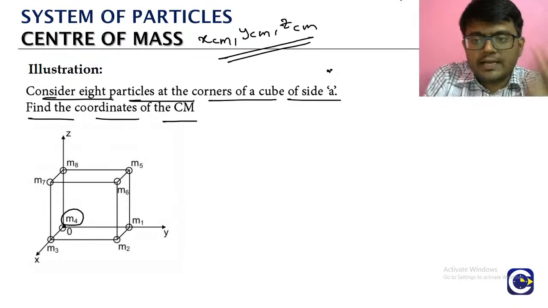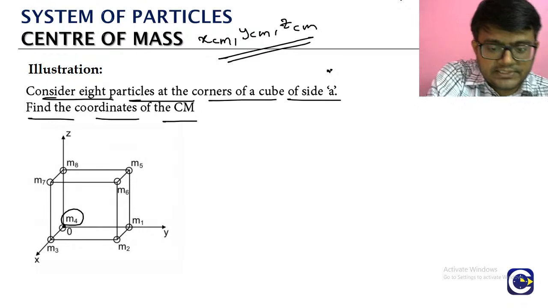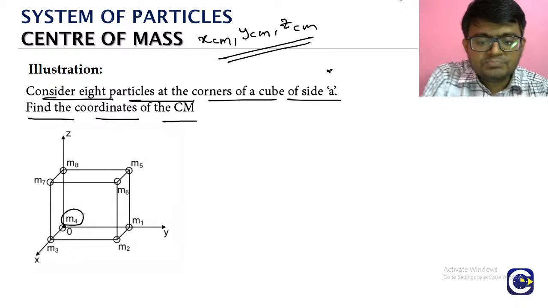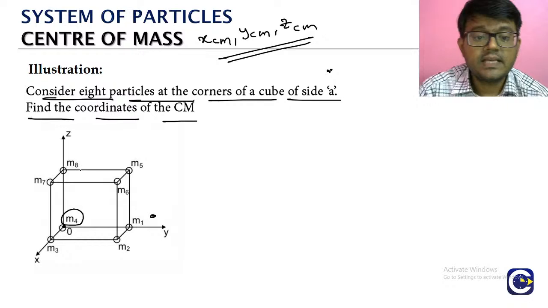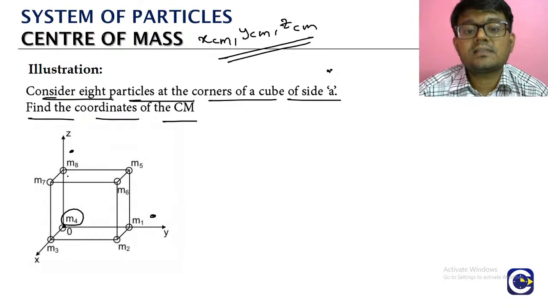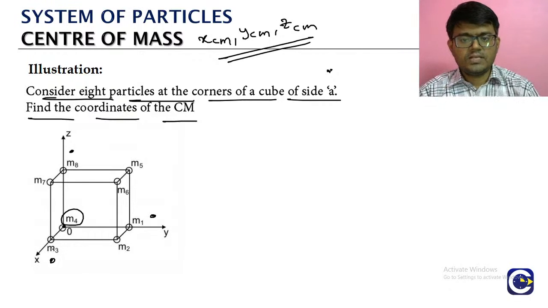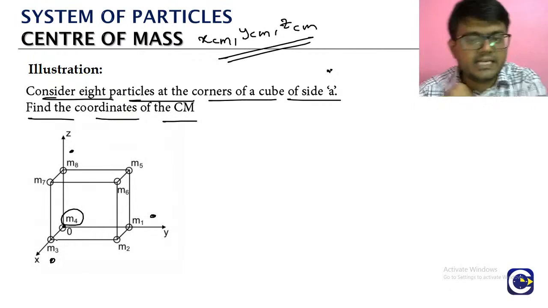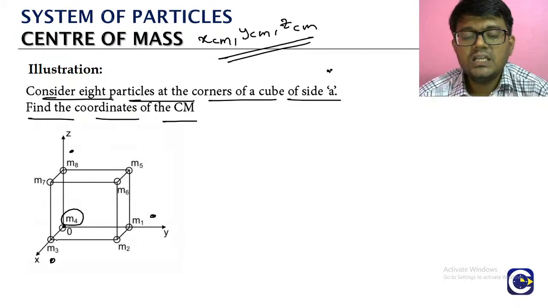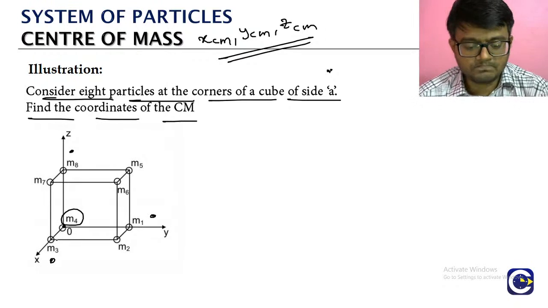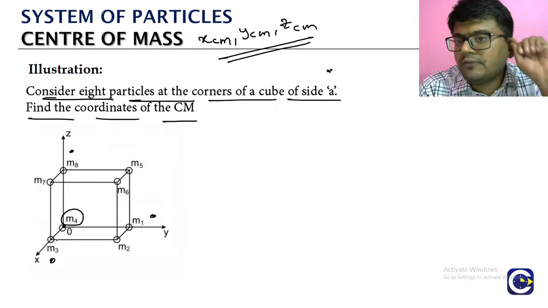It is just going to take a little bit of time. Why? Because you will have to write down the coordinates of all the particles. See here, m1 is on the y-axis. m8 is on the z-axis. m3 is on the x-axis. So we have to write down the coordinates of each and every particle. First we write them down, then we can use the weighted average formula. Take some time and write down the coordinates of each and every particle.